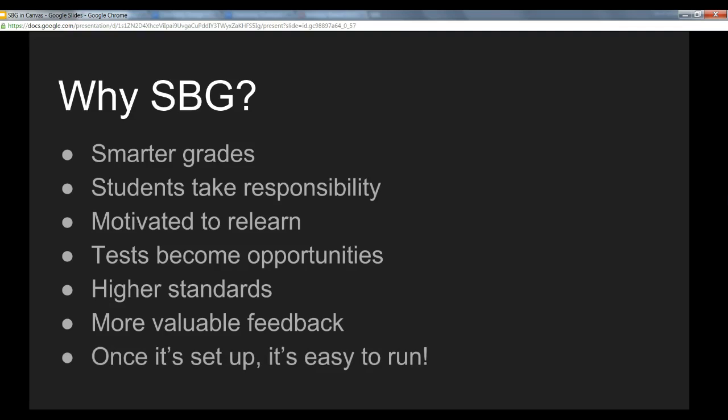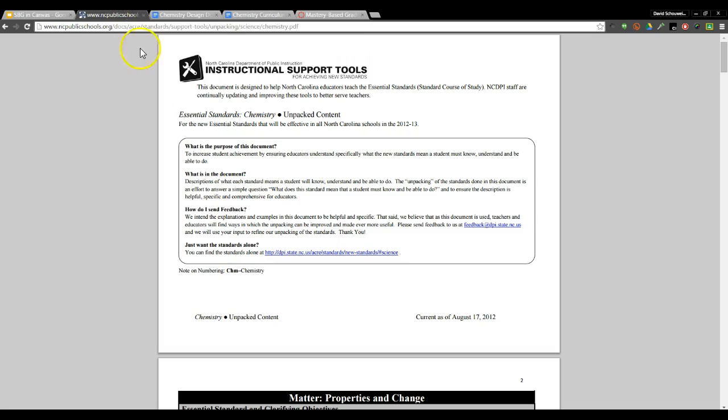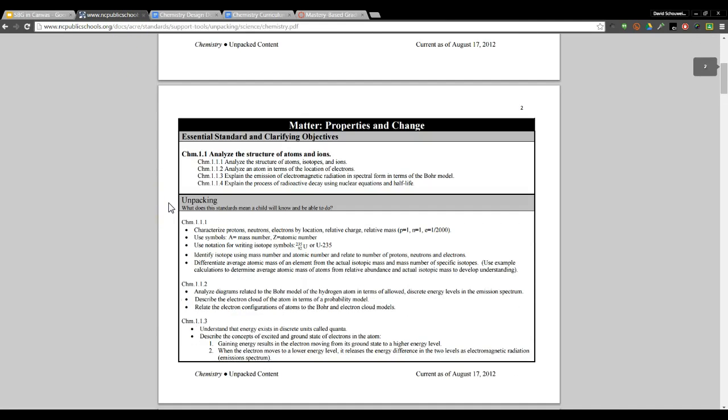And lastly, once it's set up, it's totally easy to run. So let's take a look at how this works. The first step is to decide what your learning outcomes are. The simplest way to do this is to use something like the North Carolina Unpacked Content Standards, where it divides all of the content in a course, all the things that students are expected to know and be able to do, into categories for you already.